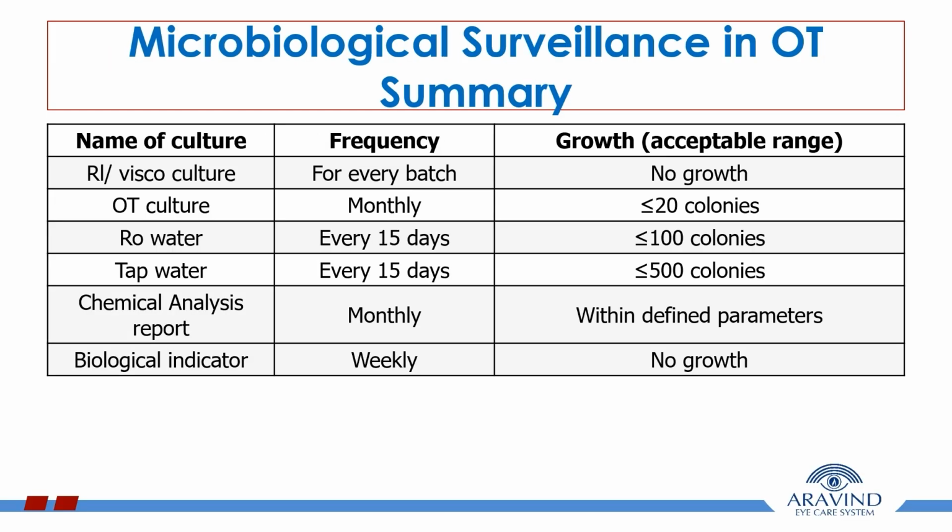So, microbiology surveillance in the OT, a summary. Name of the culture, the frequency, and the growth. RL or viscoelastic culture for every batch, no growth. OT culture, monthly, less than 20 colonies. RO water, every 15 days, less than 100 colonies. Tap water, every 15 days, less than 500 colonies. Chemical analysis report, monthly, within defined parameters. Biological indicator, weekly, no growth.